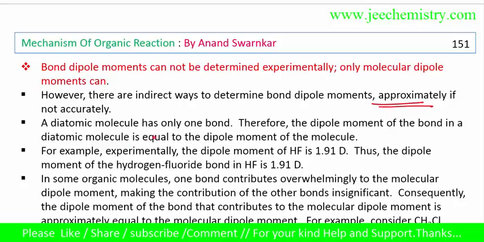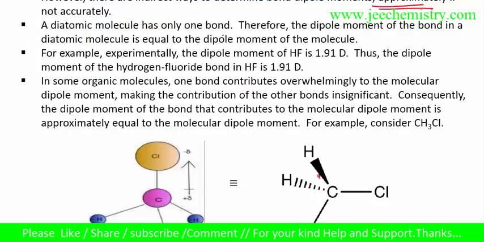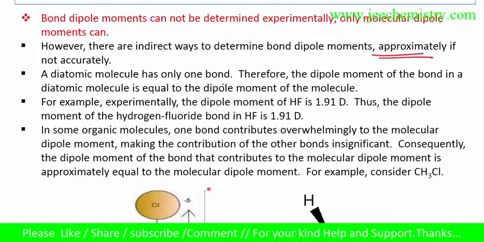However, diatomic molecules have only one bond. Therefore, the dipole moment of the bond in a diatomic molecule is equal to the dipole moment of the molecule. Suppose a diatomic molecule has two atoms, A and B. This is a bond dipole moment. Only one bond is there, so this can also be called the molecular dipole moment.